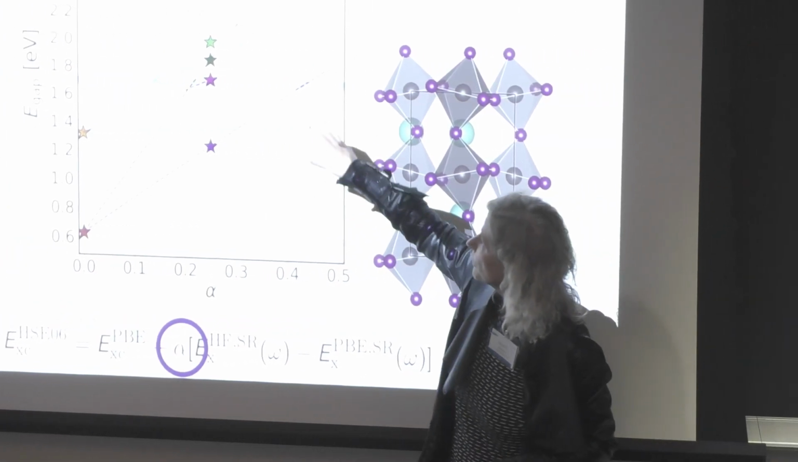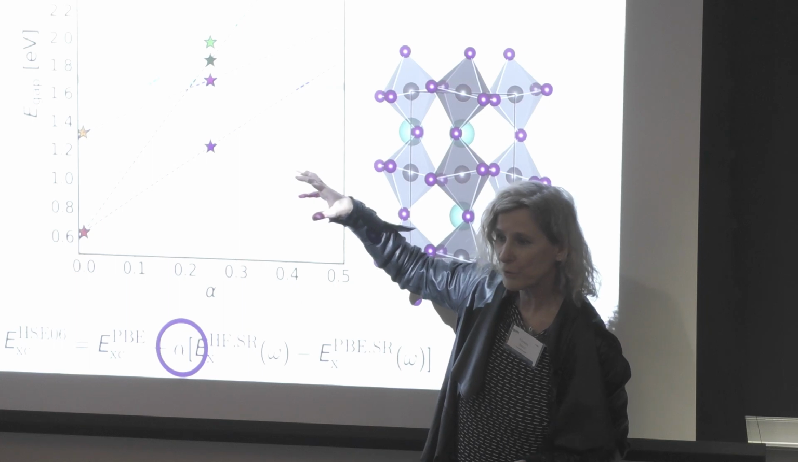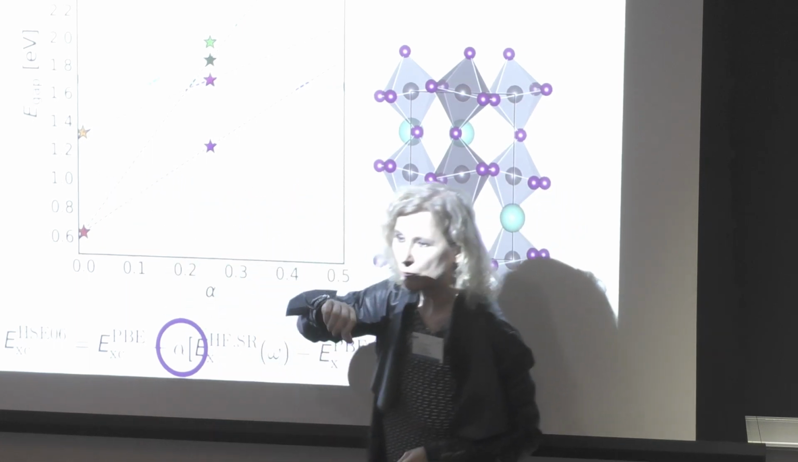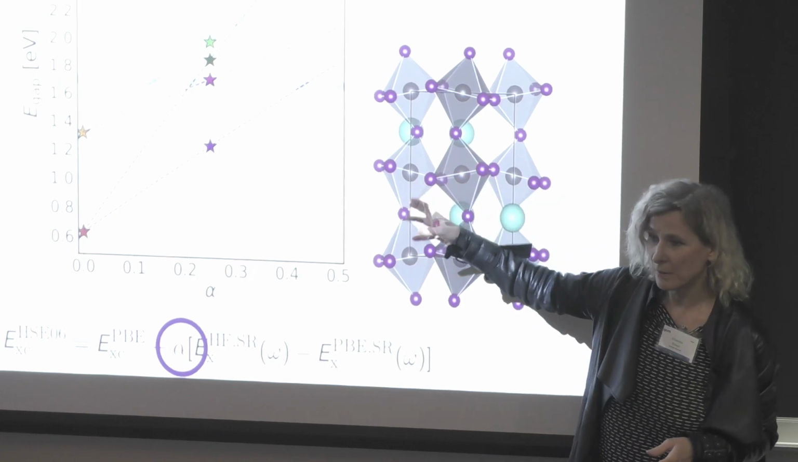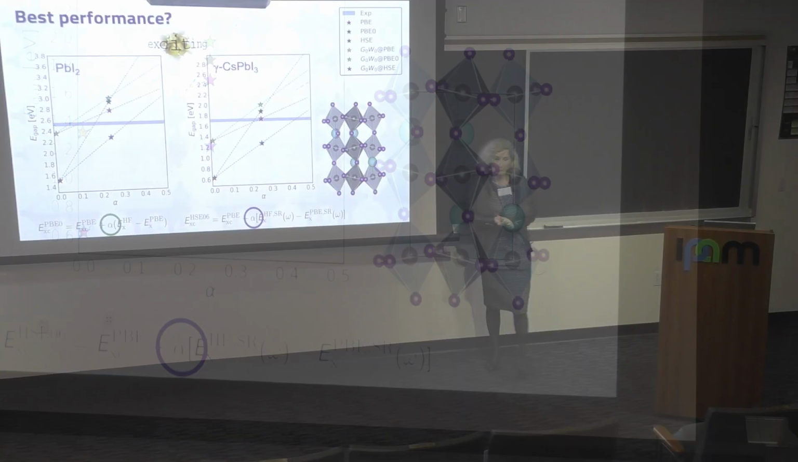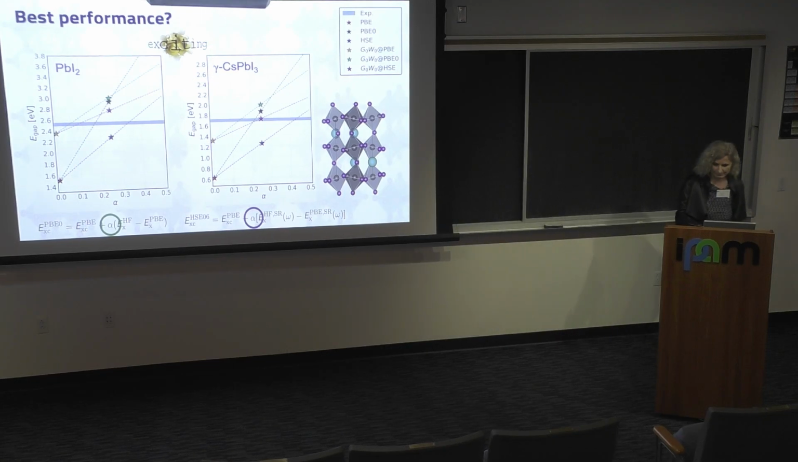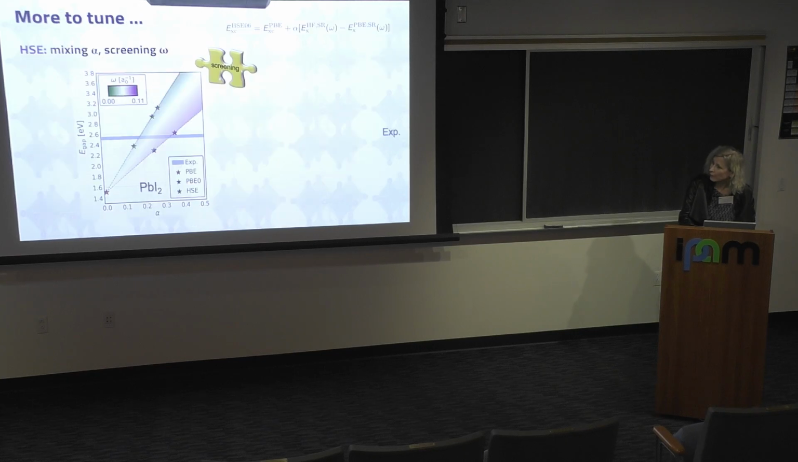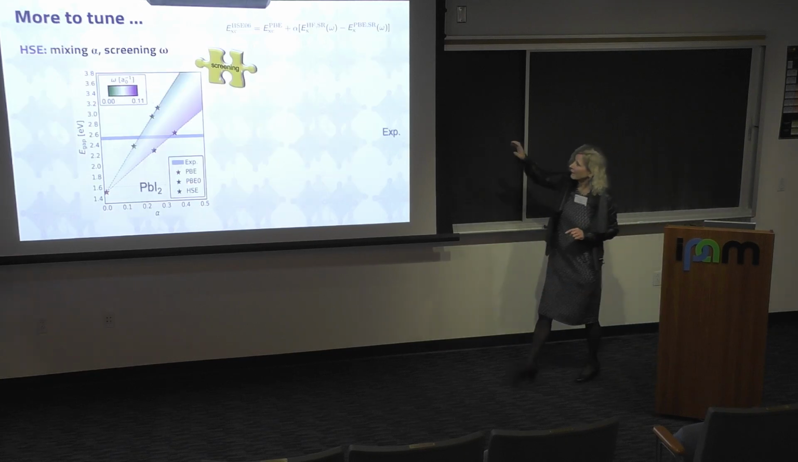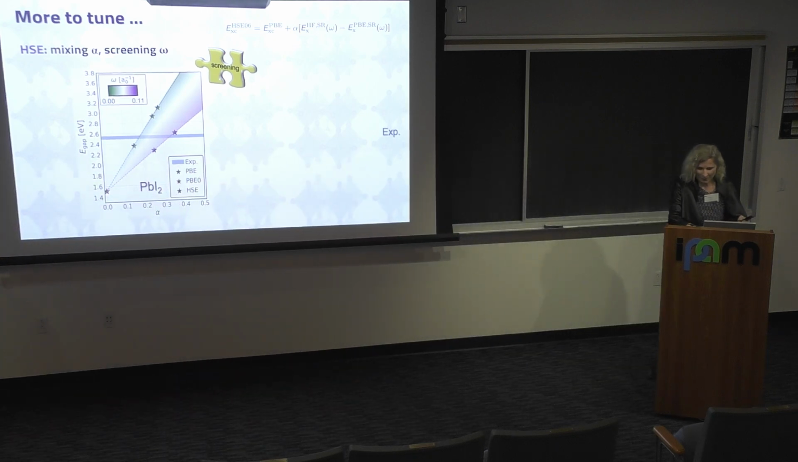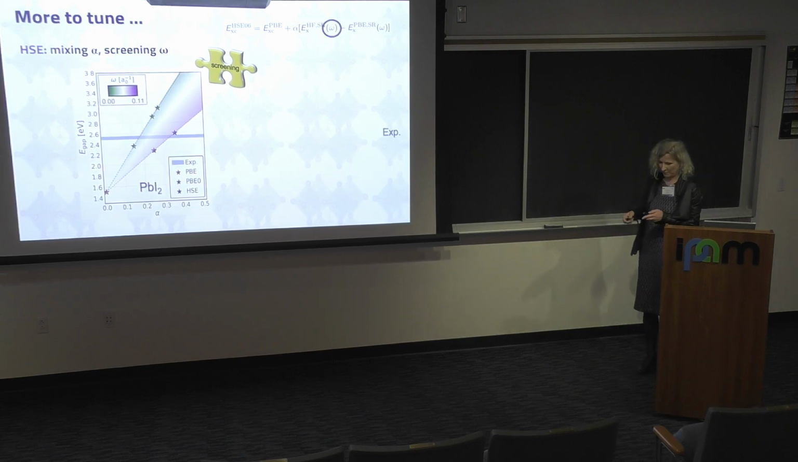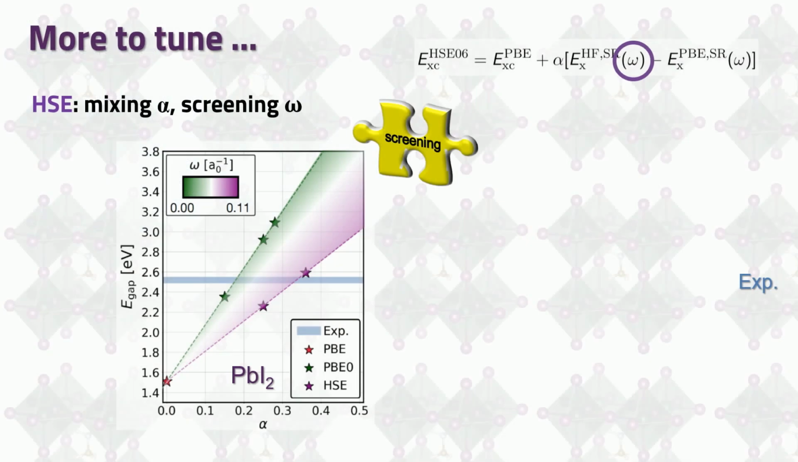And just to tell you, for cesium lead iodide, so for the perovskite, actually I didn't tell you, but this is just lead iodide, which is a precursor of this material. But you find exactly the same bad situation for the perovskite materials. But the story is not over yet, because if you look at the HSE functional, there is actually a second parameter inside here, and this second parameter is a screening parameter.